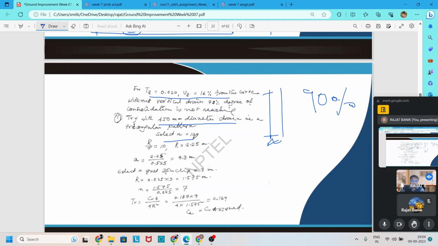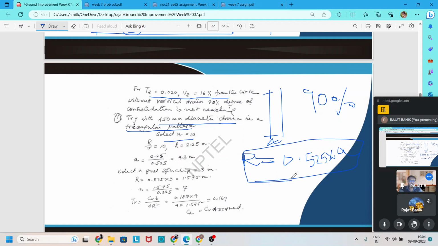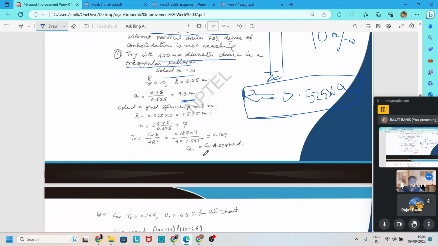After this we apply here the triangular pattern. So we know that the radius of influence for the triangular pattern is equal to 0.525 into the spacing of the triangular pattern. By this way, we can find out the spacing of this triangular pattern, which comes to 4.3 meter.